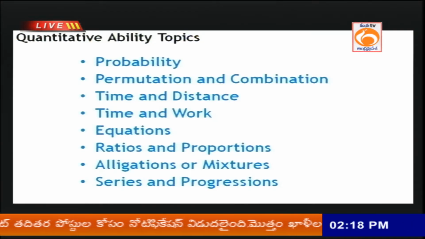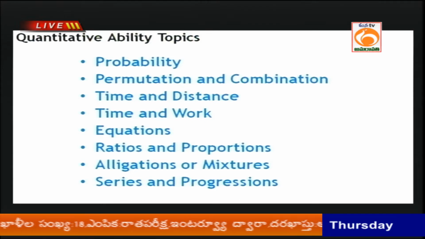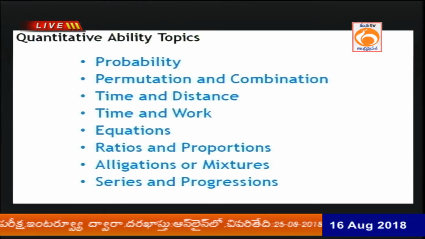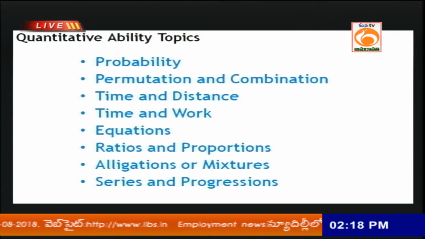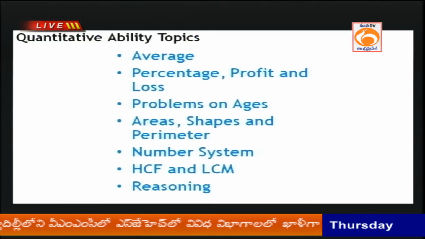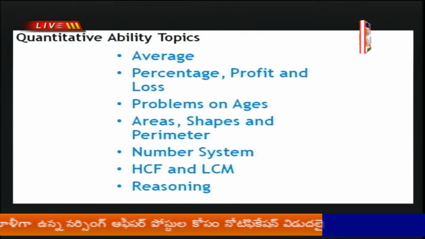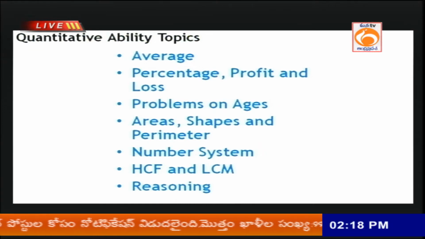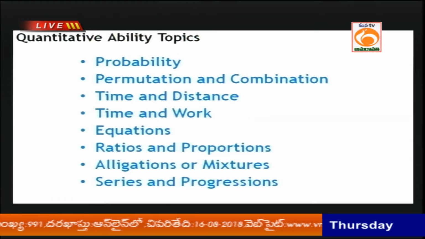Now the topics that you can expect for quantitative aptitude, there's a varied topics there. These varied topics are probability, permutation and combination, time and distance, time and work, equations, ratios and proportions, allocations and mixtures, series and progression, average, percentage, profit and loss, problems on ages, area, shapes and perimeter, number system, HCF and LCM, and reasoning. So the entire 20 questions for quantitative aptitude will be from these topics.